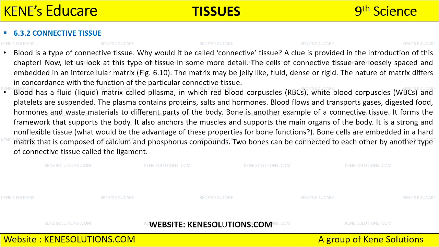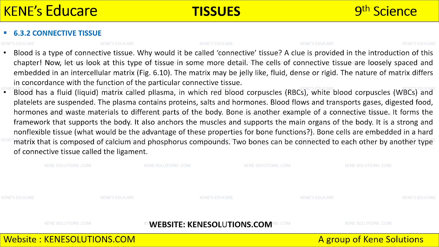Now bone is again an example of connective tissue. That was with respect to blood. Now bone, you might have studied the skeletal system in your previous classes, right? We know that the skeletal system is made up of bones and joints. So bones work as a structural framework to our body. It supports our body, anchors the muscles and supports the main organs of the body. It is a strong and non-flexible tissue.